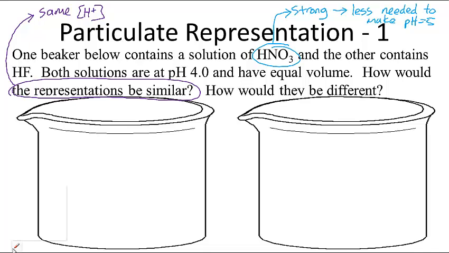So in each of these, I'm going to have the same concentration of H+. Let's say, to make a pH of 4, in my representation, I'm going to put 2 H+ ions in each beaker. So they'd have the same concentration of H+, so they'd each have 2 H+ ions.